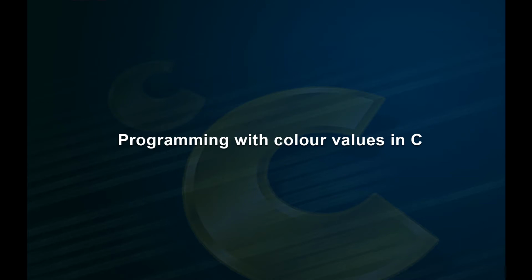Now, let us see another program with color values in C. Here we will look into 3 different types of programs which are related to graphical output, basically with the color component. In the first program, we will change the text background color. Then in the next program, we will change the text color, and at last we will add some blinking effect to the text.